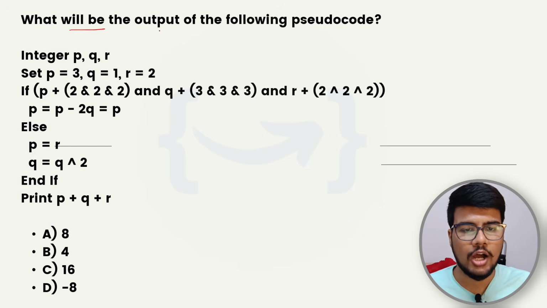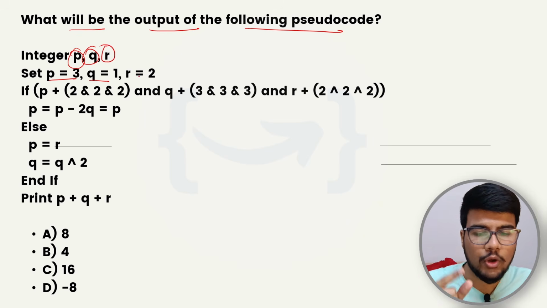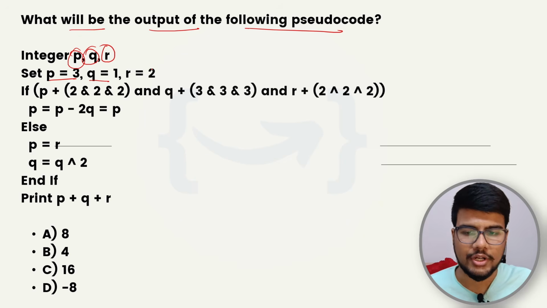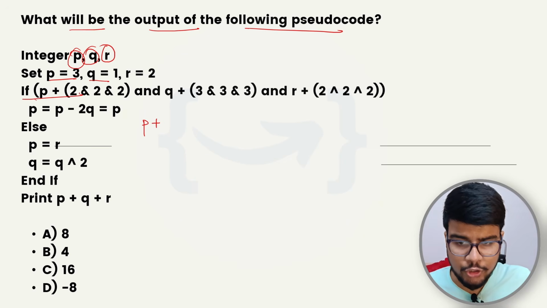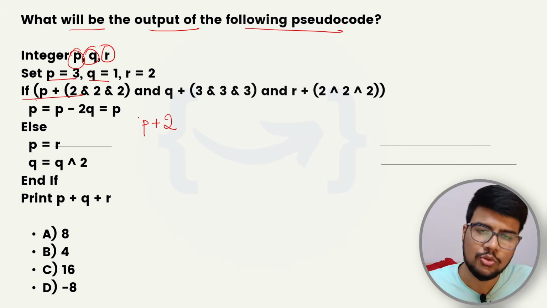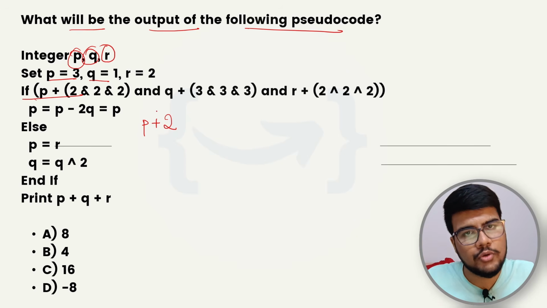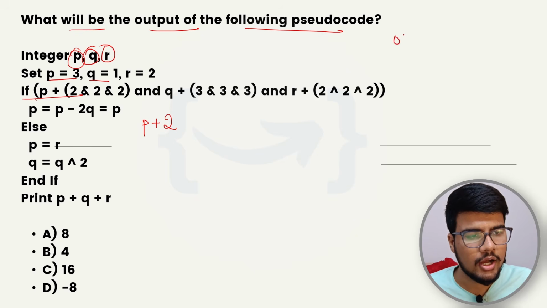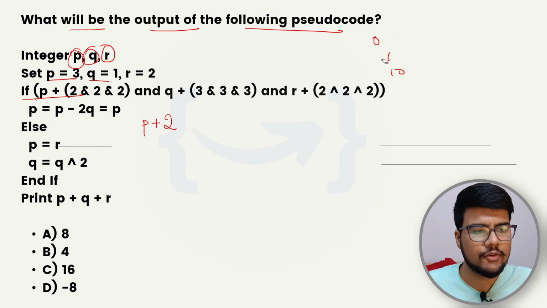What will be the output of the following pseudocode? Okay, P, Q, R. So P equivalent to 3, Q equivalent to 1, and R equivalent to 2. Great. So what is this condition? P plus 2 and 2 and 2, which is nothing but 2. If you solve it, it will come as 2, because 2 and 2 will come as 2, because it's AND. So how many times you do AND, the resultant would be the same.